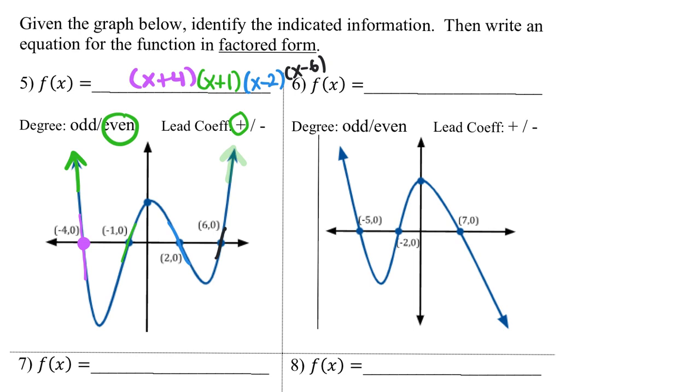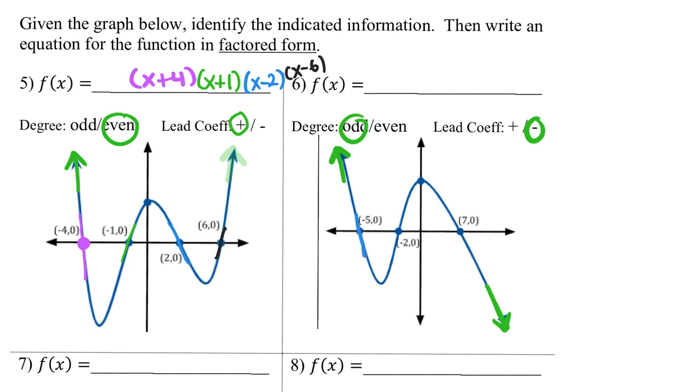So that's a good answer in factored form, even though I ran out of room. Let's look at the next one. I'm going to figure out the degree and the leading coefficient first. Since it's down on the right, it's negative. Since it's doing the opposite on the left, it's odd. Let me look at my zeros.